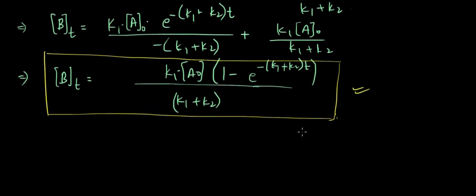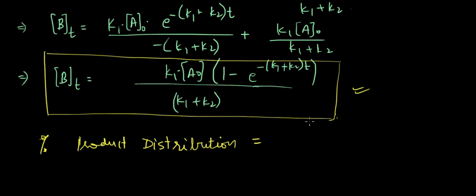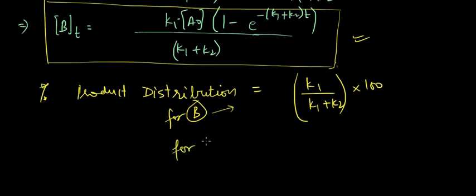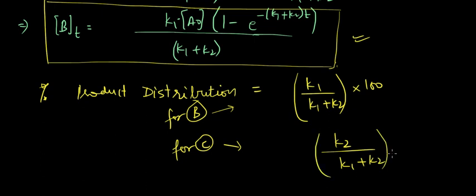And similarly we can get the percentage of product distribution. So percentage of product distribution would be K1 divided by K1 plus K2 into 100. This is for B, and for C similarly we can write it would be K2 divided by K1 plus K2 into 100.